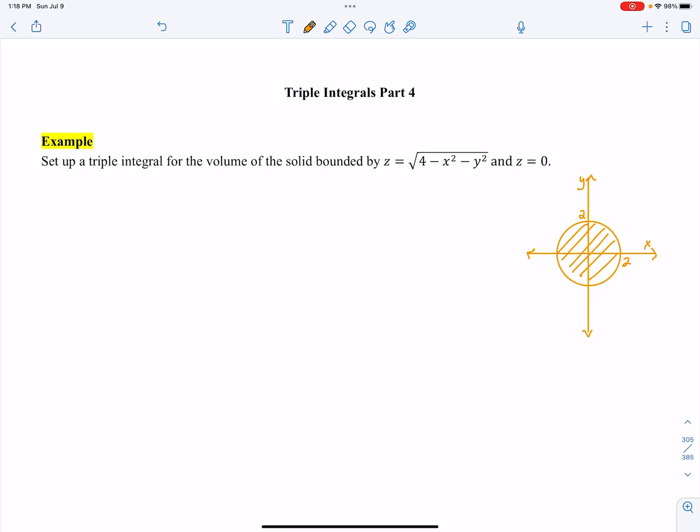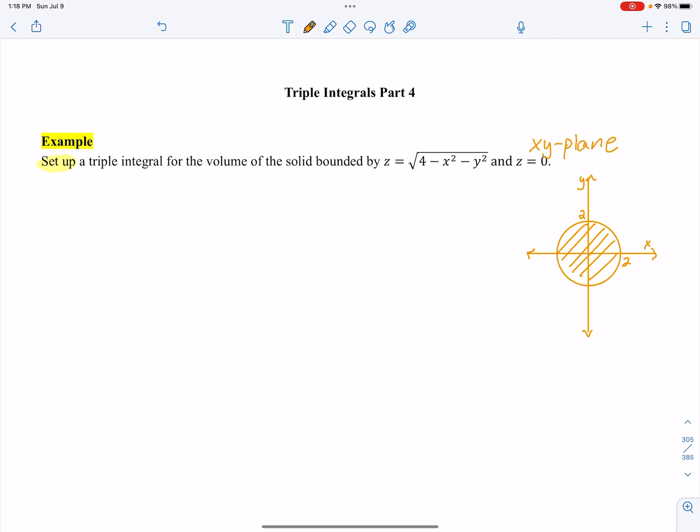In this video, we'll continue our discussion of triple integration by working another example. So again, this is just a setup problem. Set up a triple integral for the volume of the solid bounded by, okay, we have that surface, and z equals 0. So z equals 0, remember, this is our xy plane.